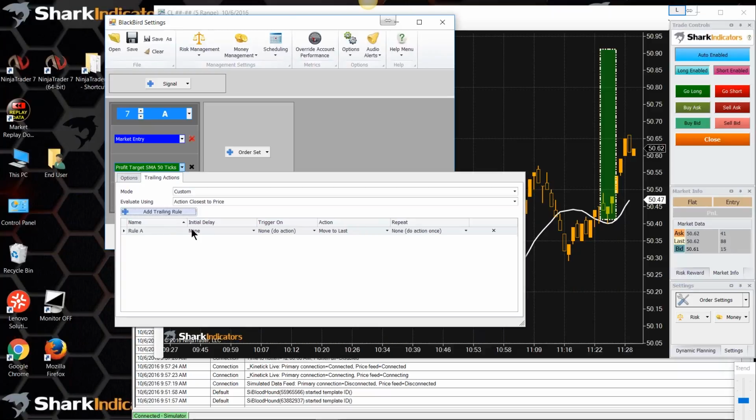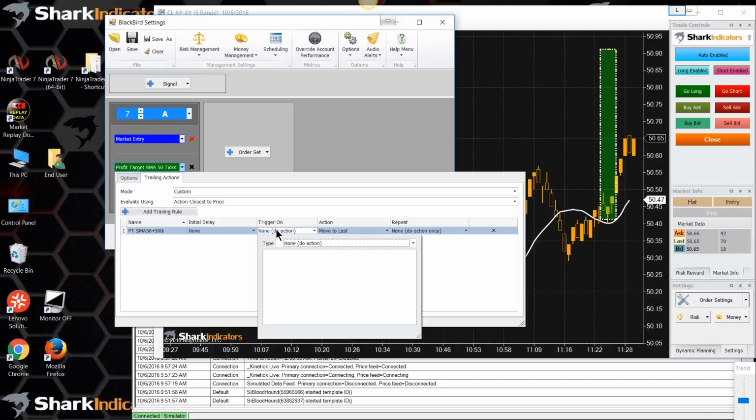And so let's probably give this a name here. So let's just call this a profit target, set to the SMA 50 plus 50 ticks. So I think that sounds pretty good for a name. All right, so there's no delay. There's no triggering event. We just simply want to constantly move that profit target.